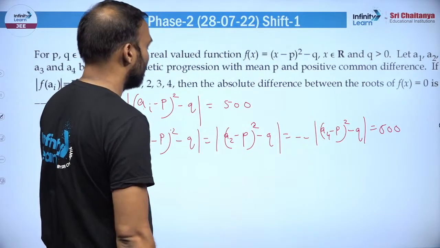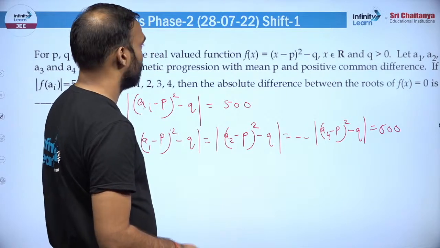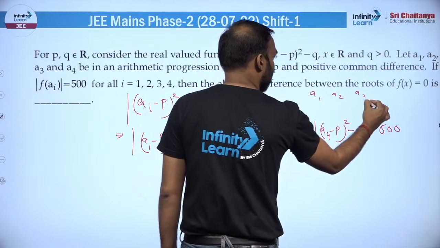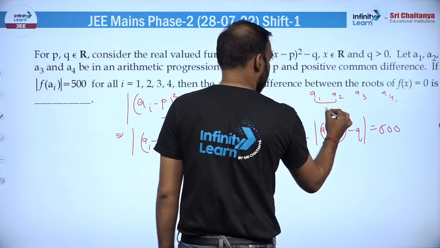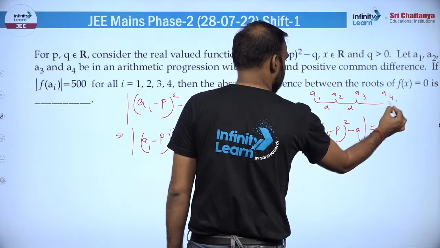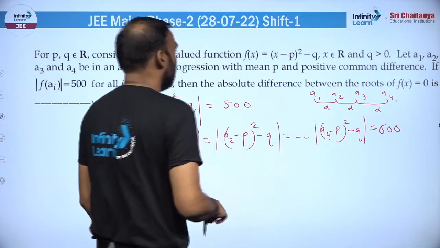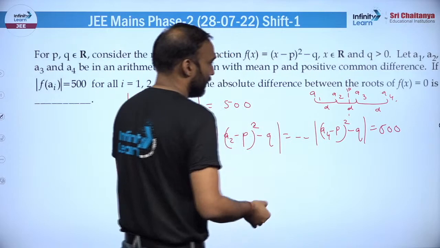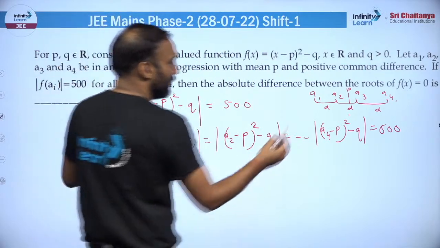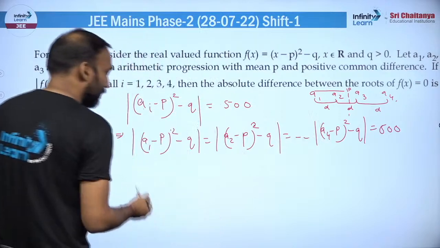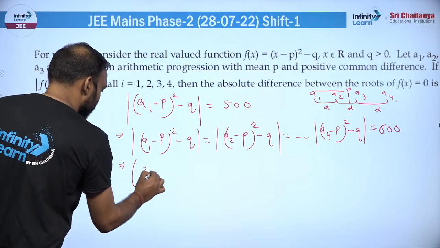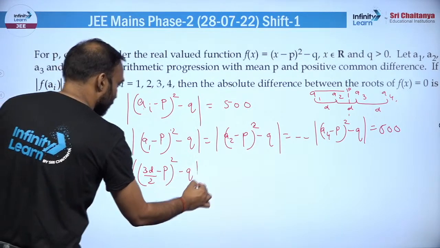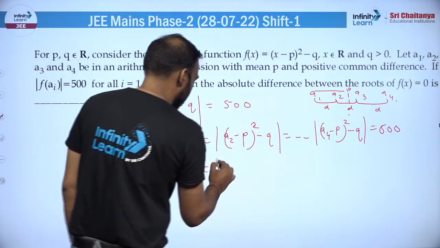Right, now let's say the a1, a2, a3, a4 are the 4 terms with a mean p and with a positive common difference. So this is a1, a2, a3, a4, right? So there is a common difference d, there is a common difference d, there is a common difference d. And the arithmetic mean is given as p. So arithmetic mean will lie exactly in between over here, right? So now a1 minus p will be how much? d plus d by 2. So I can write this as (3d by 2) whole square minus q. a2 minus p is d by 2.